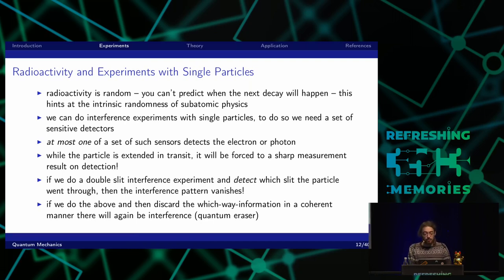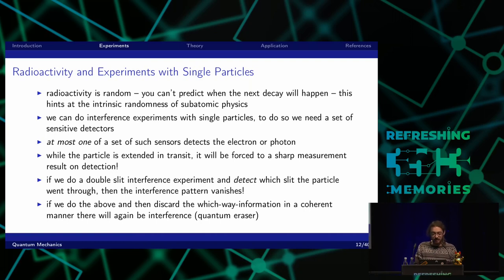And you can do really weird stuff and record the information through which slit the particle went. And if you do this, the interference pattern vanishes. And then you can even destroy this information in a coherent manner, and the coherence and the interference pattern appears again. So what we know up until now is that quantum mechanics is really, really weird and really different from classical mechanics.